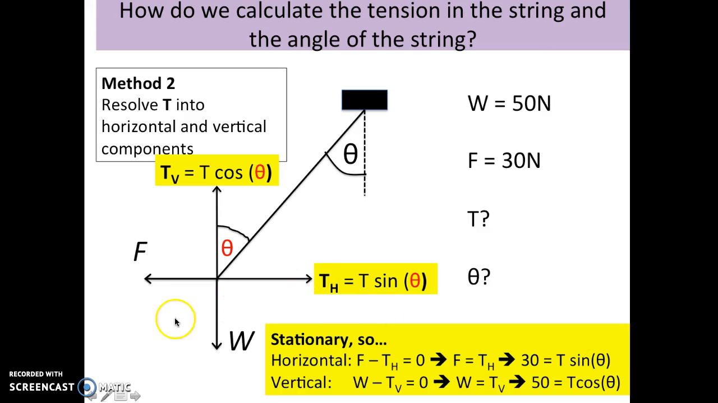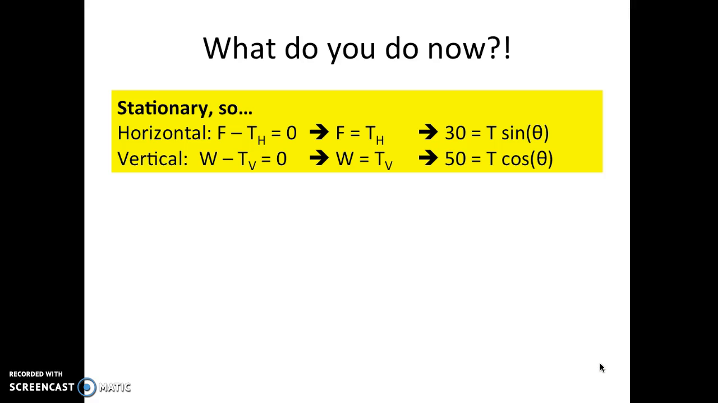Similarly, in the vertical direction, W minus T_V must be equal to 0 because the object isn't moving. So W equals T_V. So therefore 50, the value of W, equals T cos theta. Now, some of you might be looking at those equations and thinking, well, that's all well and good and I could write those equations, but I don't know what I do next because I don't know T and I don't know theta. Well, here's the good news for those of you doing physics.